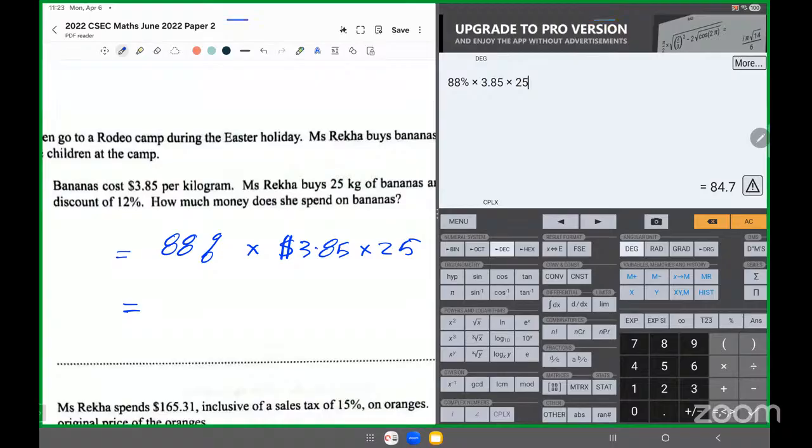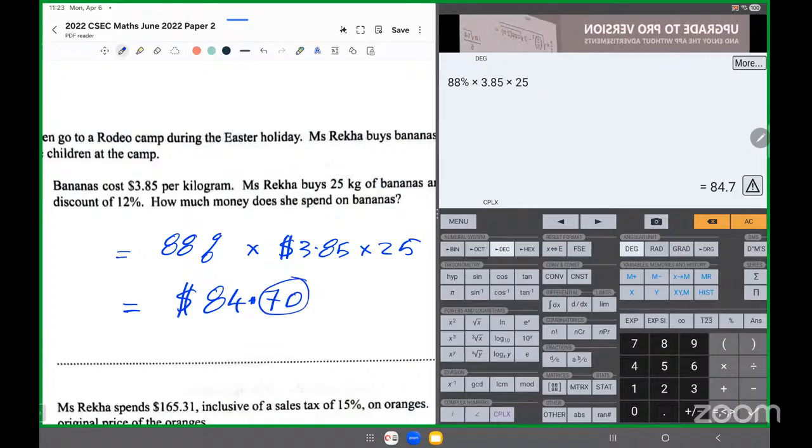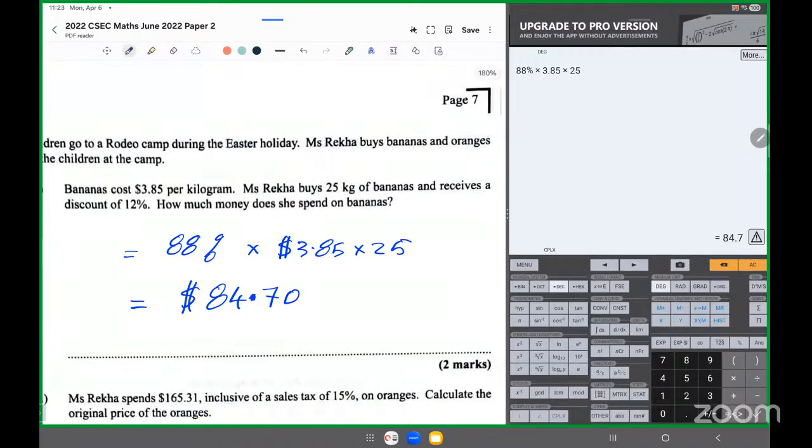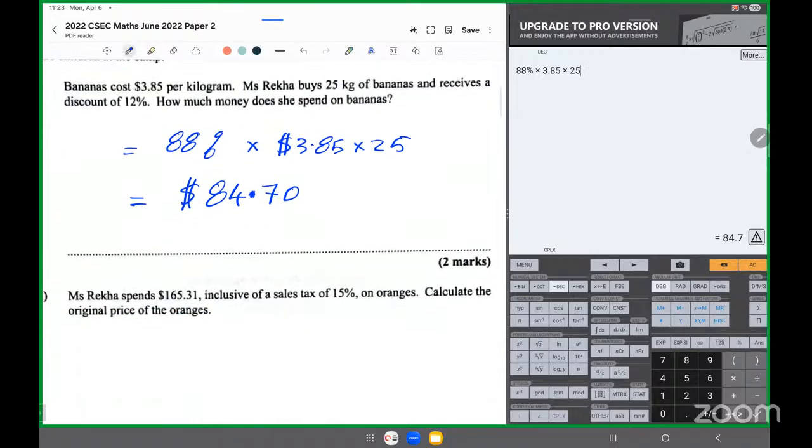So she's spending $84.70. I put a 0 there because money is always expressed to 2 decimal places. So it's $84.70. Are you all right with that? Yes, sir. All right, next.